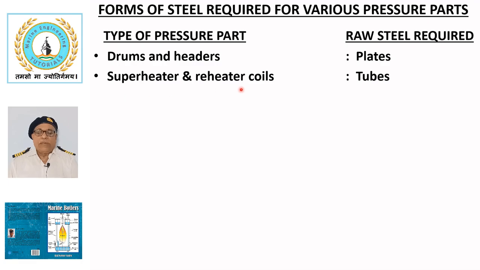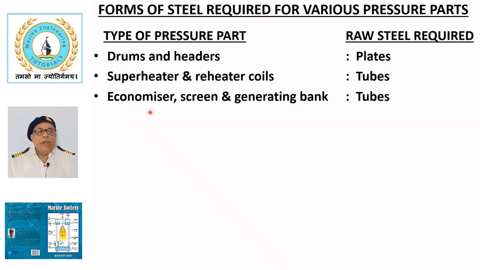Superheater and reheater coils. Superheater and reheater coils are used for heating the saturated steam or its reheating and are fabricated from tubes which can withstand high temperature and attach to its headers. Economizer, screen and generating bank. Economizer, screen and generating banks are fabricated from tubes which can withstand saturated steam temperature and are connected between drum, headers or drum and header.